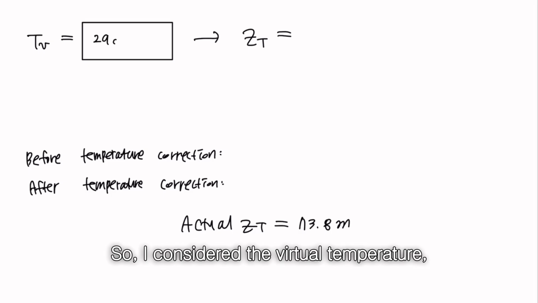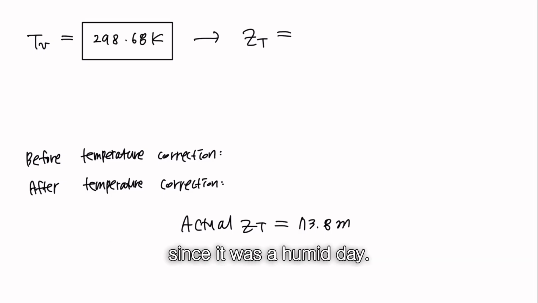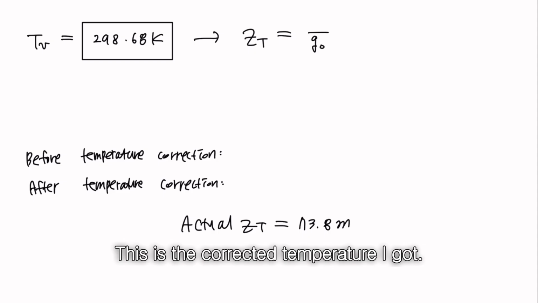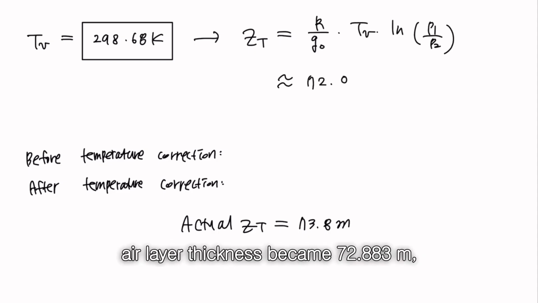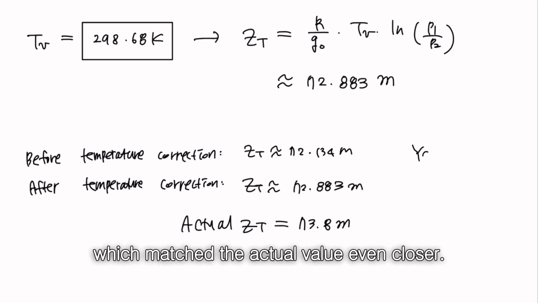So I considered the virtual temperature since it was a humid day. This is the corrected temperature I got, and with that correction, the calculated air layer thickness became 72.883 meters, which matched the actual value even closer.